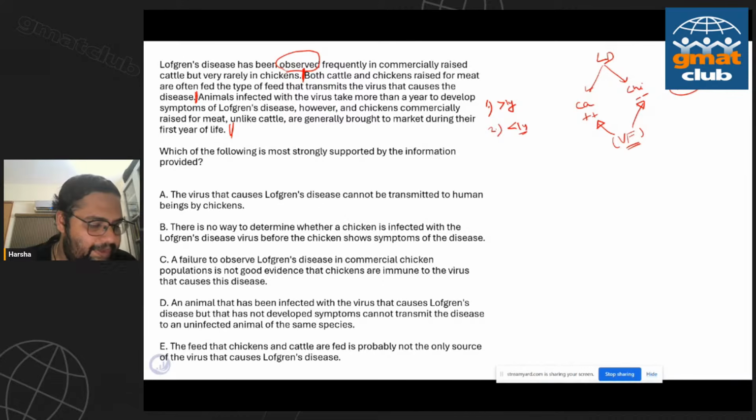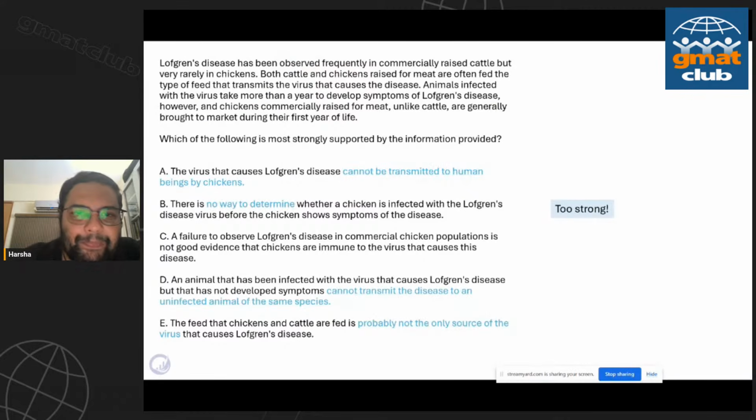Now, I'm happy to see a lot of those choices. Choice C is right. Let's quickly run through the choices here. Choice A: the virus that causes Lofgren's disease cannot be transmitted to human beings. I hope you see this is again something you cannot really say. Maybe we're all consuming chicken which has that virus. Maybe it can be transferred. The passage does not really tell us that it cannot be transmitted to human beings. Let's reject this. Now, I'm actually happy to see choice B is the most popular trap choice here.